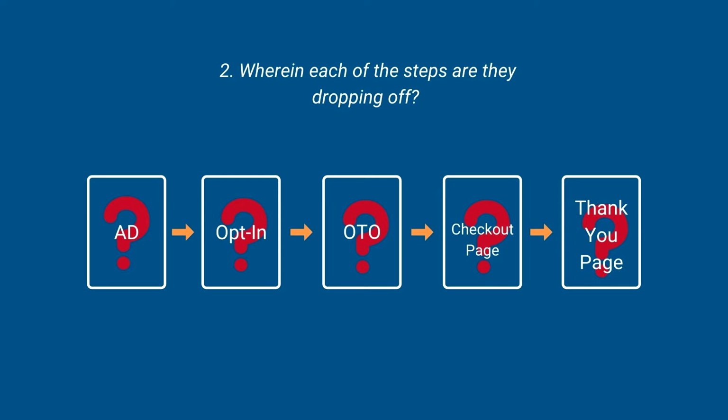This is three steps of the process where anyone could just drop off. Someone could see the ad and like it, but still not click through. They could get to the opt-in, but still not put the email address in, or go all the way to the one-time offer, but not take your offer.